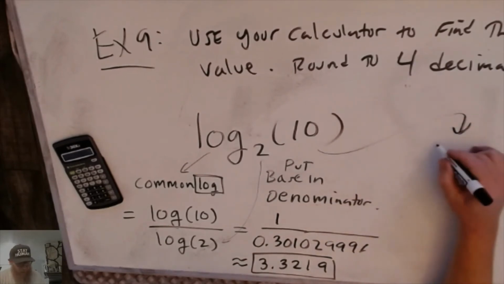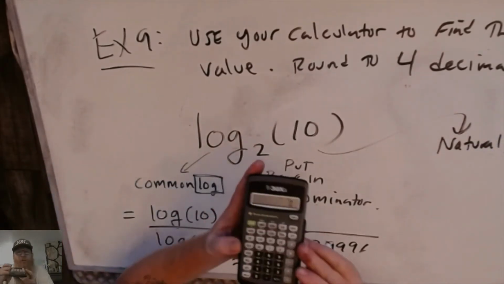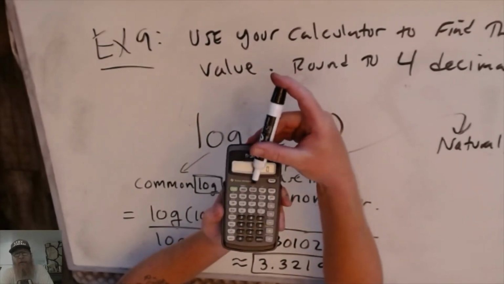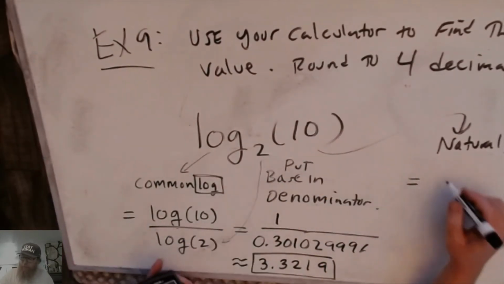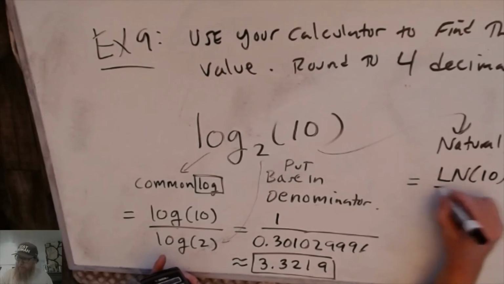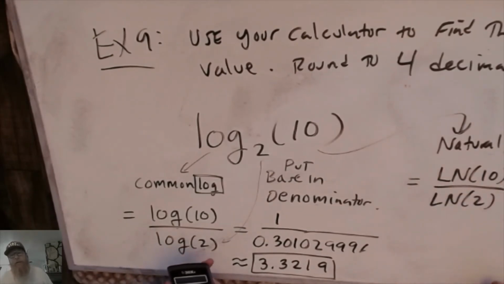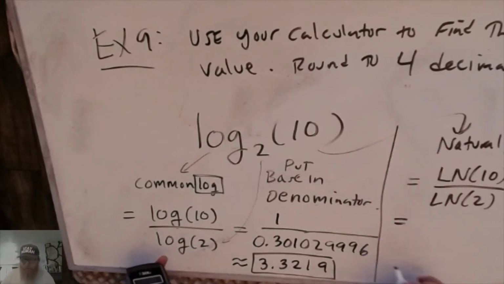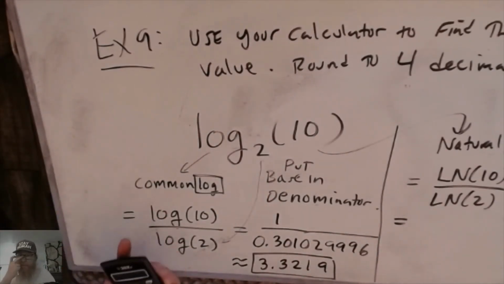Okay, or you can use the natural log. Typically, most calculators come with 2 log buttons. You have the common log and then you have the natural log, the ln. They're usually right next to each other. Same thing, you're going to put the argument in the numerator and the base in the denominator. And we already know the answer. I'm just trying to give you options. So you might wonder, why are there 2 buttons on there? You have 2 possible ways to do these problems.